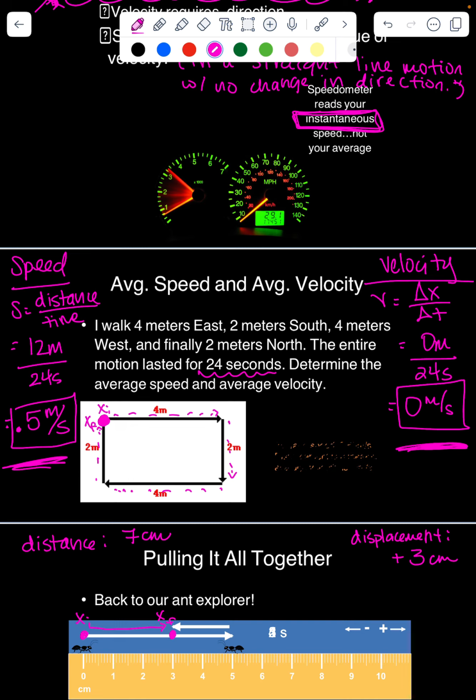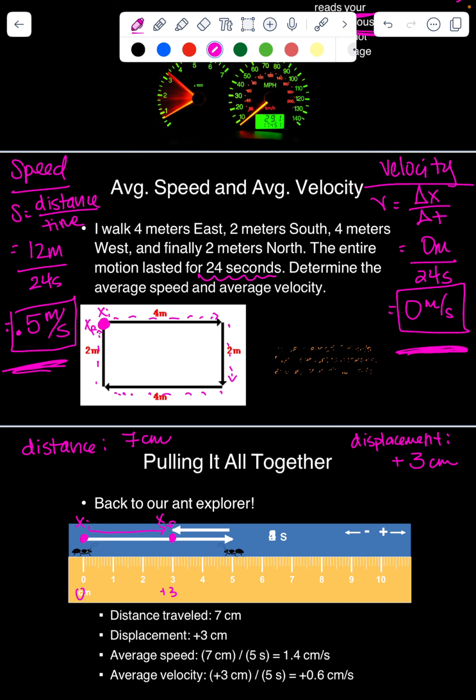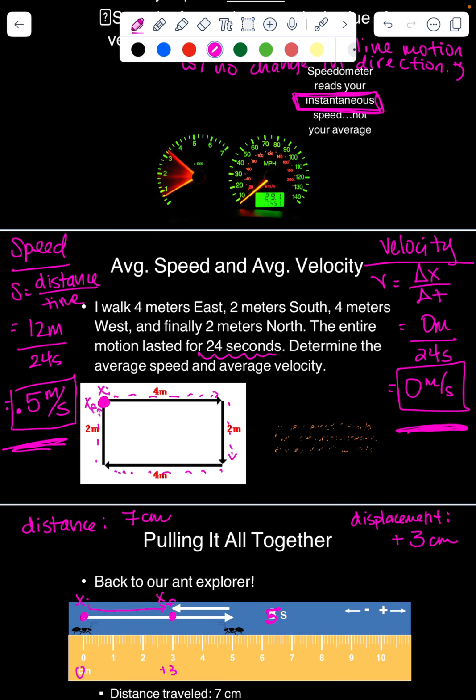All right, so his final position, if we need a recap, was plus 3. His initial position was 0. So plus 3 minus 0 does give us plus 3. All right, now we are told that he does this in 5 seconds. There should be a 5 seconds right there.